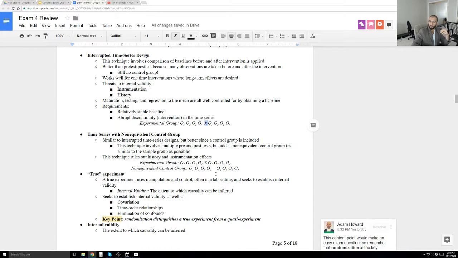Hopefully now you can describe the different types of quasi-experimental designs that we might encounter on the final exam, and delineate between a true experiment which uses randomization and a quasi-experiment which does not use randomization.